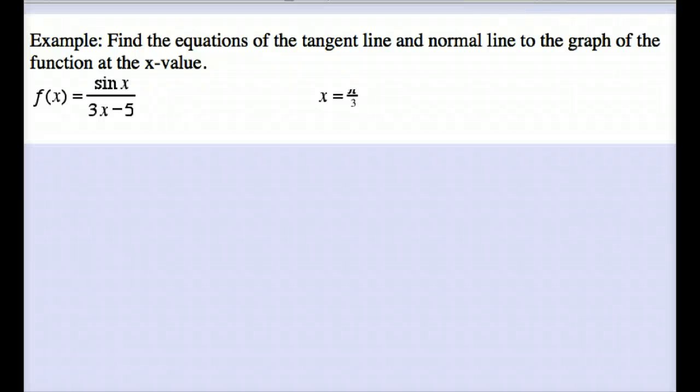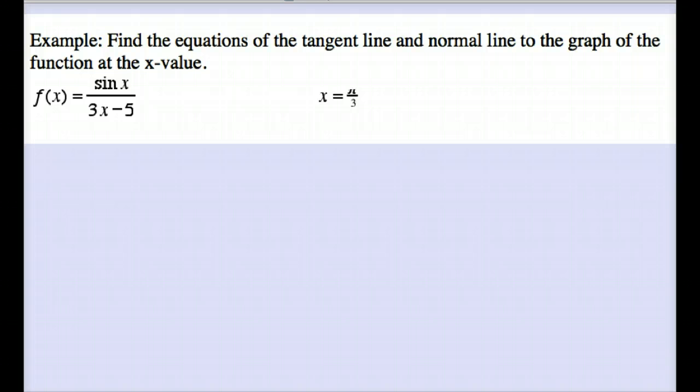Okay, class, so we're going to do quotient rule part 2. Now that you know how to use the quotient rule, we're going to apply it to answer different questions. If you read the directions for this problem, it says, find the equations of the tangent line and normal line to the graph of the function at the x value.